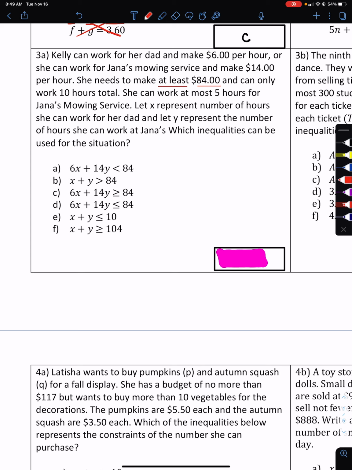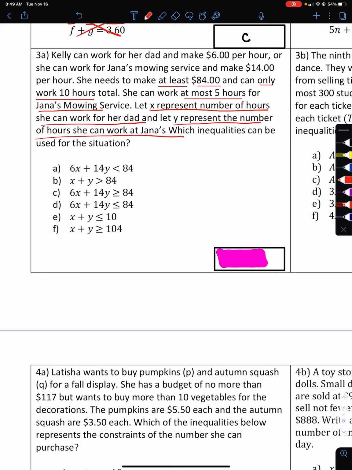And she can only work 10 hours. So she can't work more than 10 hours. She can work at most 5 hours for Jenna's mowing. Okay. Let X represent the number of hours that she can work for her dad, and Y represents the number of hours she can work at Jenna's mowing. Okay. Which inequalities can be used for this situation?